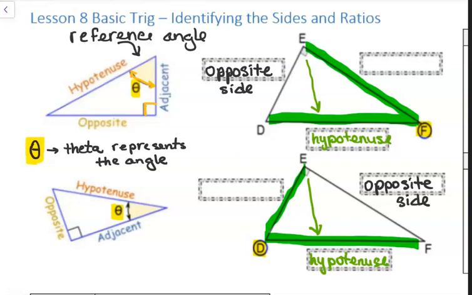Now I still have a side, and notice that this one is attached to my angle. It's one of the sides of my angle. And this one is your adjacent side, sorry. Okay? So your adjacent will be a side of your angle.